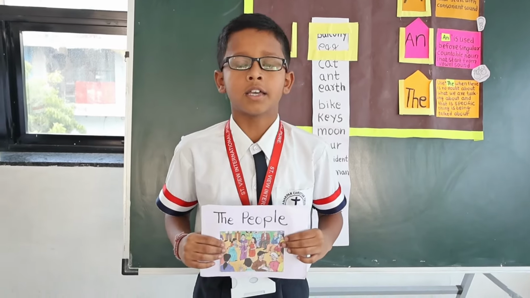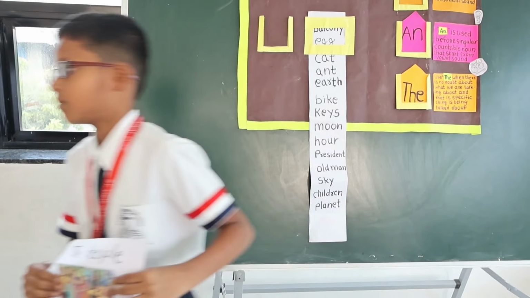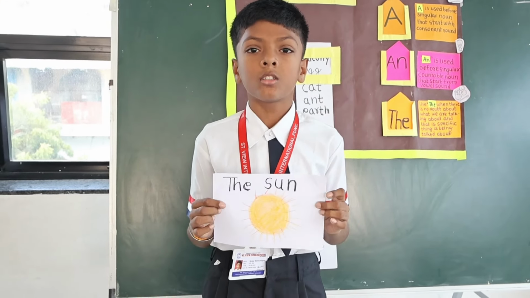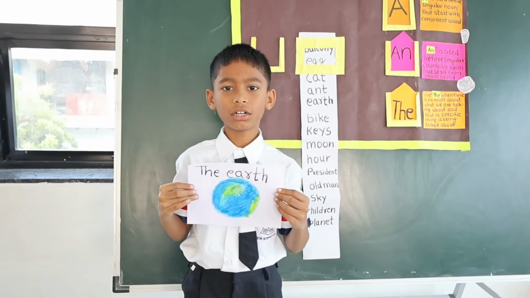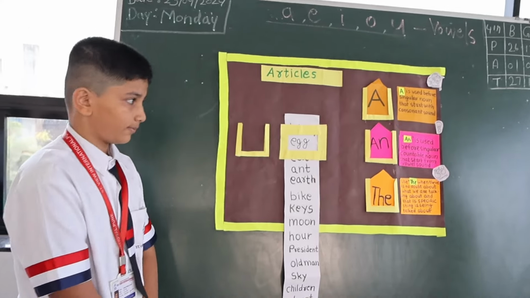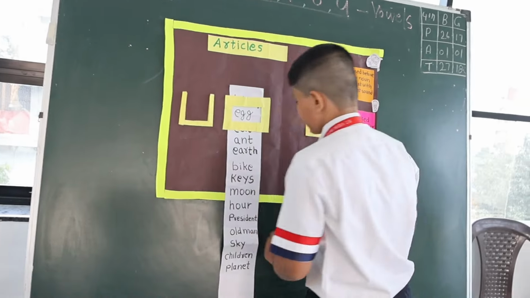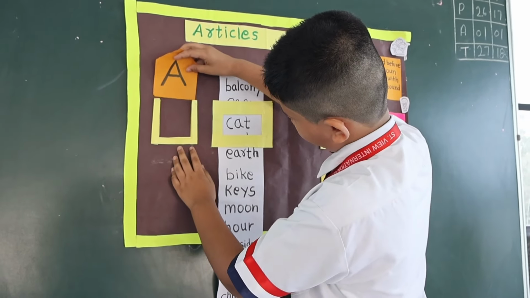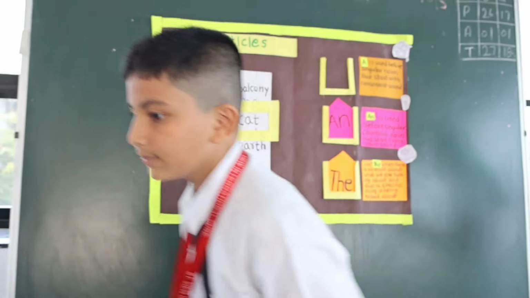The people. The is used before a group and for specific things. Your son is specific now. The earth is specific. I select one word and use the article. Yes, ma'am. Very good. Okay.